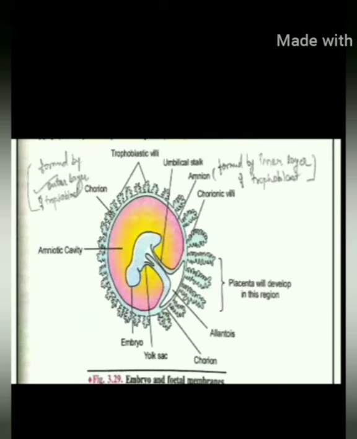Now this is the fully developed embryo and its structure. What are the different structures present? I will just tell you what the structures are. As I told you, the outermost covering is the chorion, which forms the chorionic villi, and the part of it that is making the placenta.